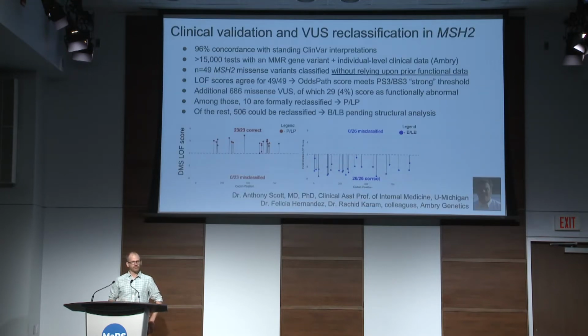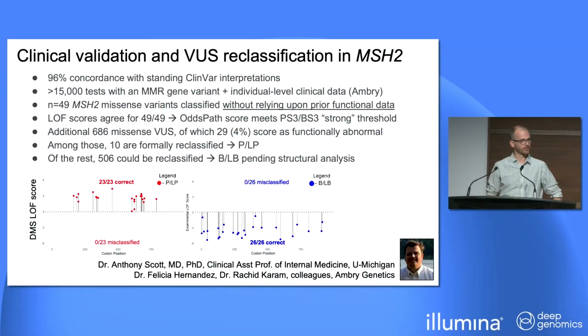And moving on from there, in more recent work, which has been led by Dr. Tony Scott, who's an MD, PhD, assistant professor in our Division of Internal Medicine, and in collaboration with colleagues at Ambry Genetics, we've tried to go on to clinically validate the utility of these data. So first we did what everybody does. We compared to ClinVar. It's pretty concordant. There are a couple of outliers, who knows.